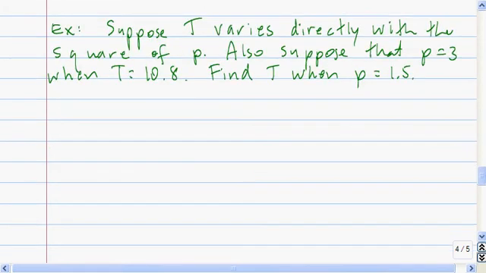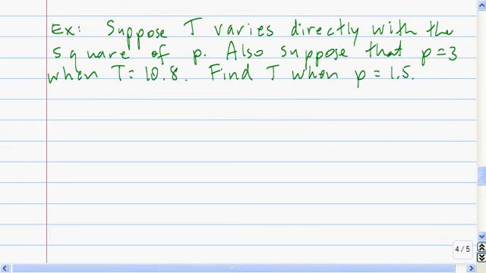All right, let's do this example here. Suppose t varies directly with the square of p. Now also suppose that p is equal to 3 when t is equal to 10.8. We want to find out what t then will be when p is 1.5. So this is a classic type of problem that you first see when you're learning about variation.